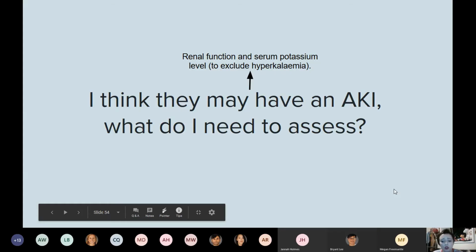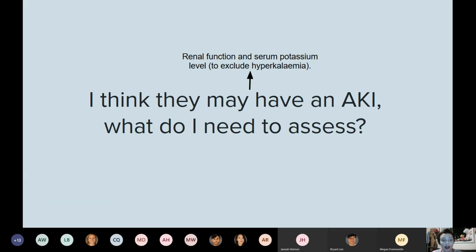So we're now going to go on to assessment and management of AKI, and then we'll finish off by looking at CKD. And as I said, there's a lot less to cover with CKD. So I think they may have an AKI. What do I need to assess?